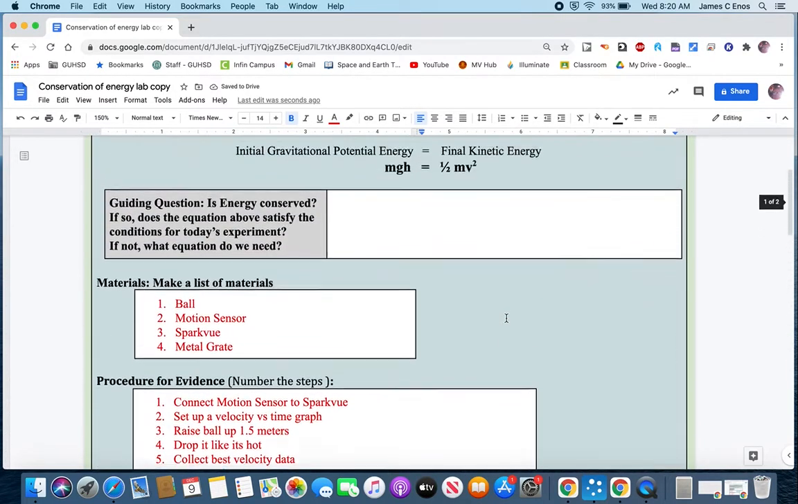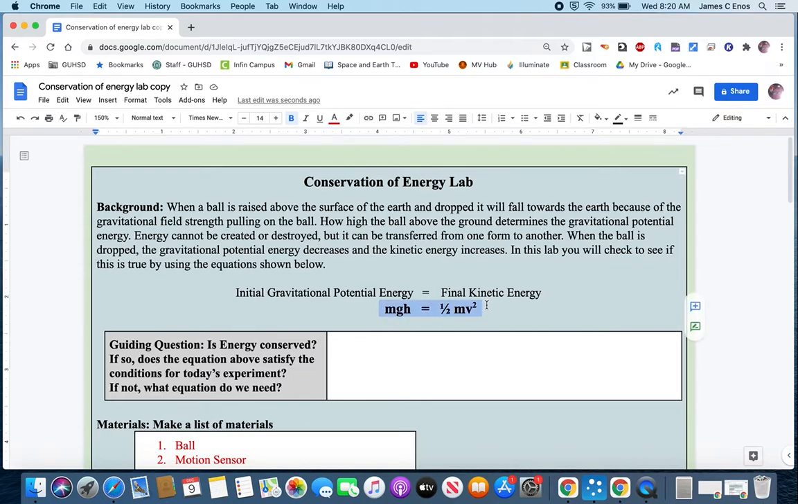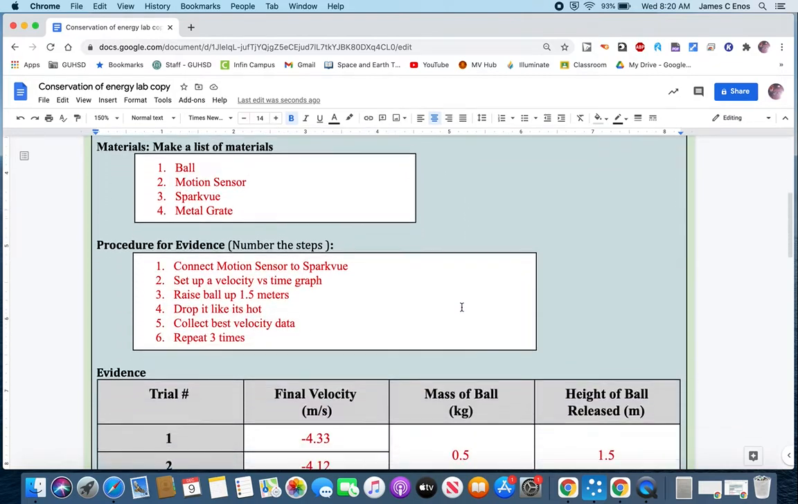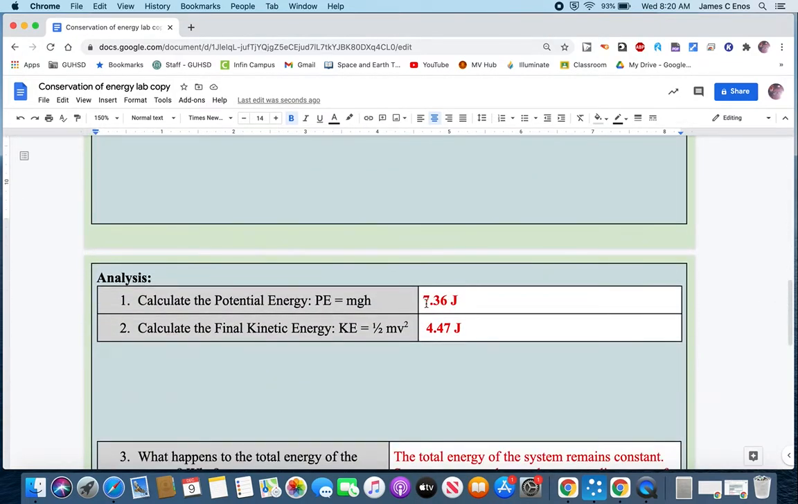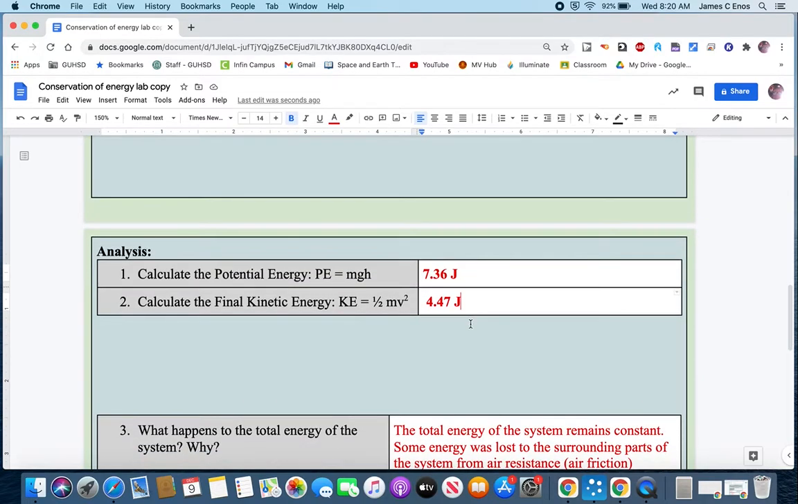So we were asked this guiding question: is energy conserved? And if so, does this equation hold true? We've already calculated the potential energy and this kinetic energy, and we're seeing that they are definitely different. The potential has 7 and the kinetic has 4. If I was to come up to you and ask you to make a trade, I give you $4, you give me $7, hopefully you won't make that trade. Hopefully for you. Hopefully for me, you would make that trade. But we see that they're not equal.